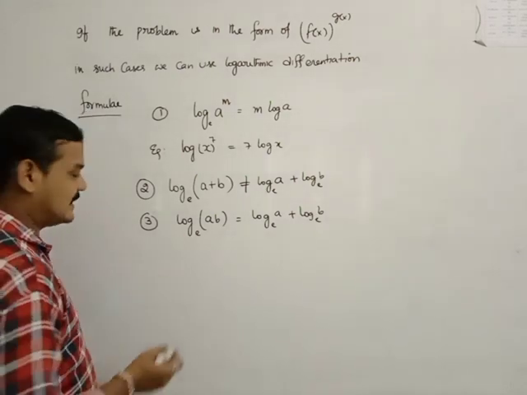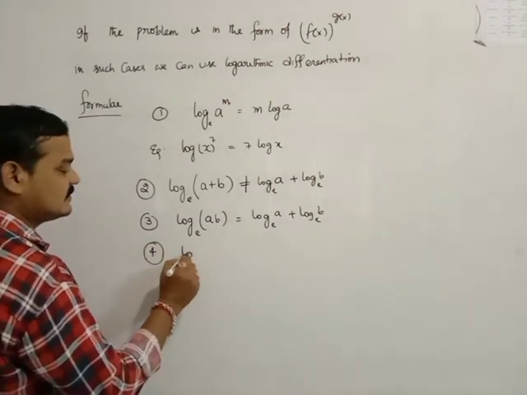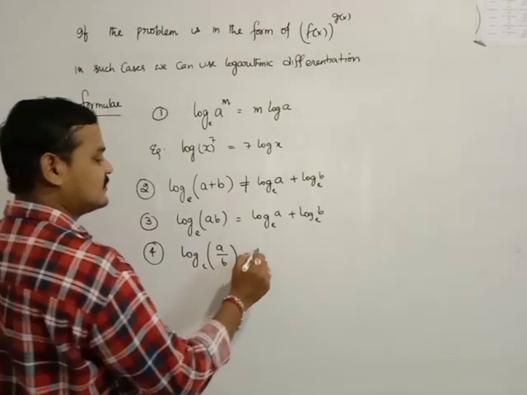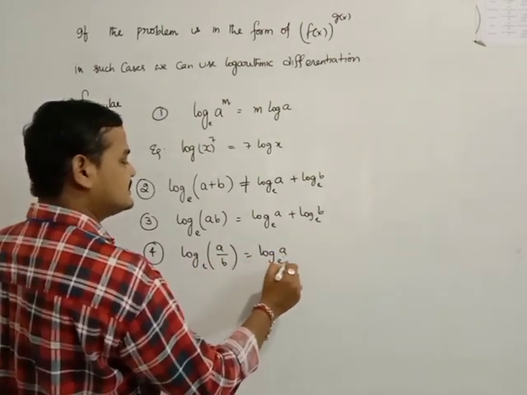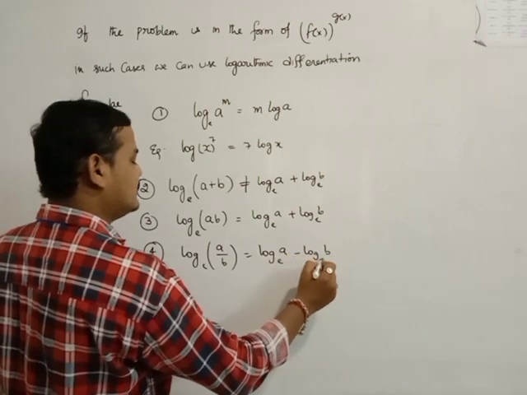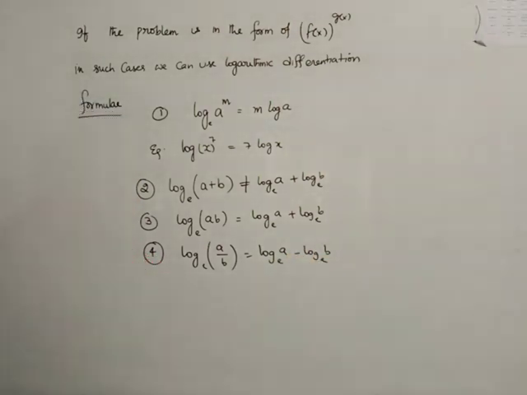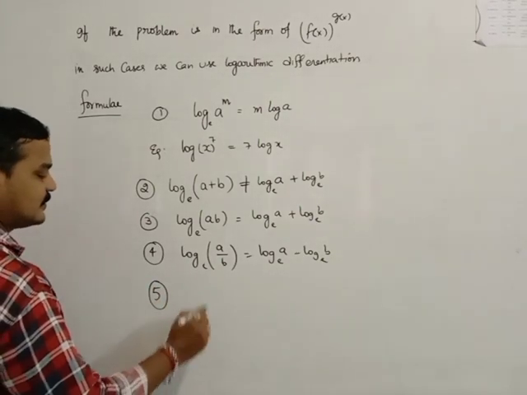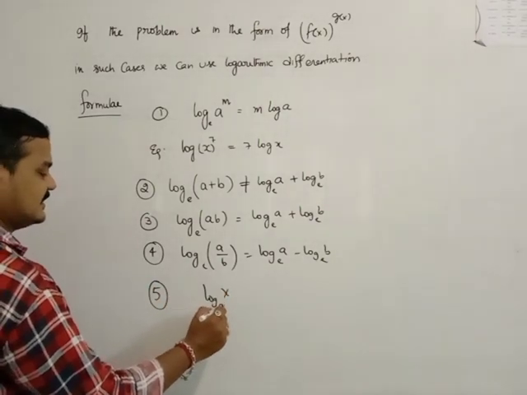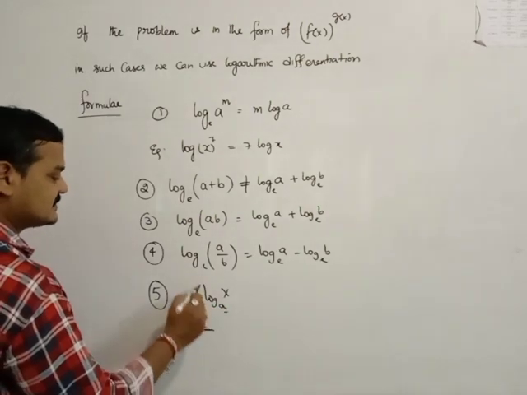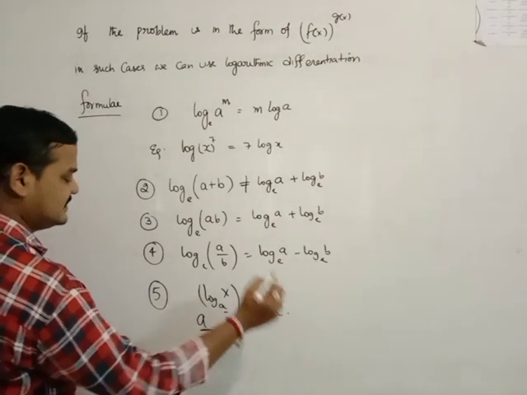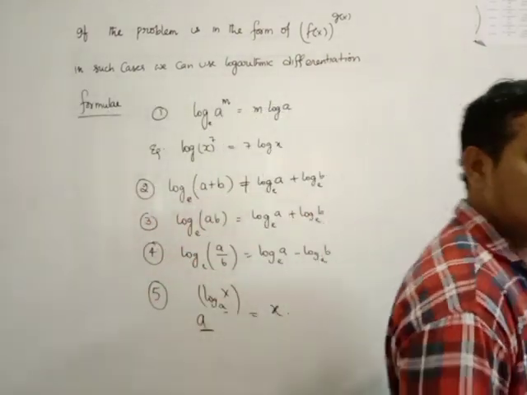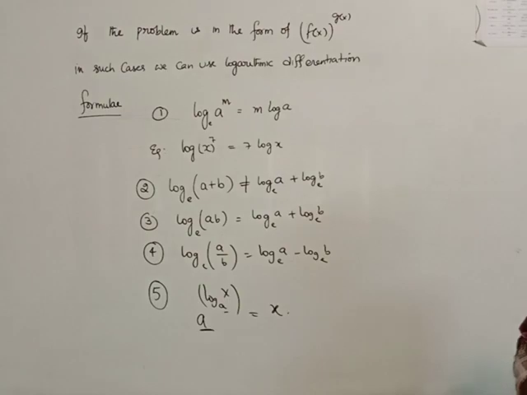Then what about the minus? Minus will come when it is divided. Log of A by B is equal to log A base e minus log B base e. Next, the fifth one: a to the power of log x base a. That means the power and base are the same, so it is equal to x. These are the 5 formulas you can use very well in logarithmic differentiation.